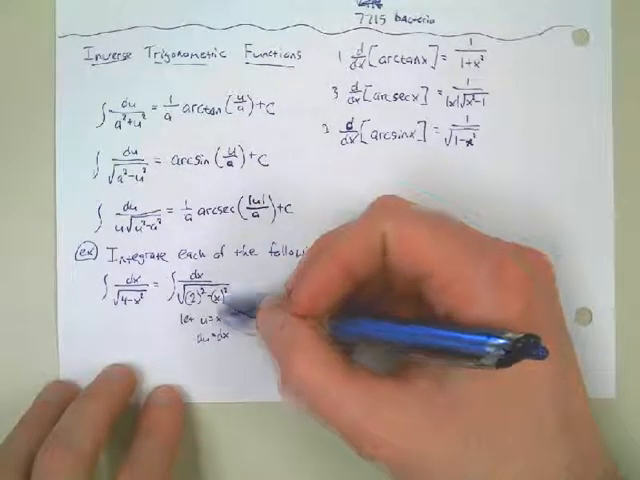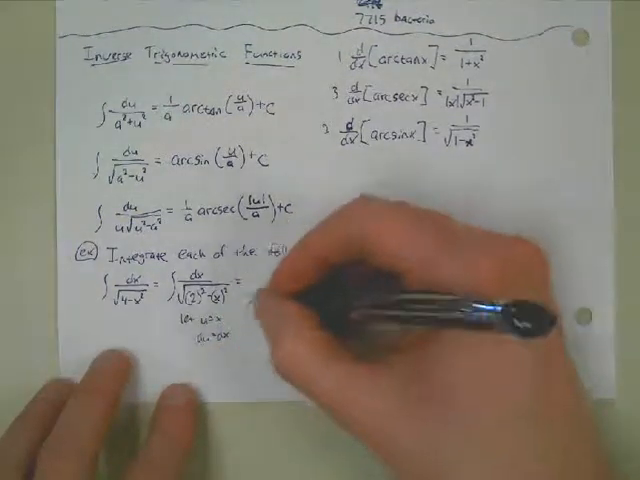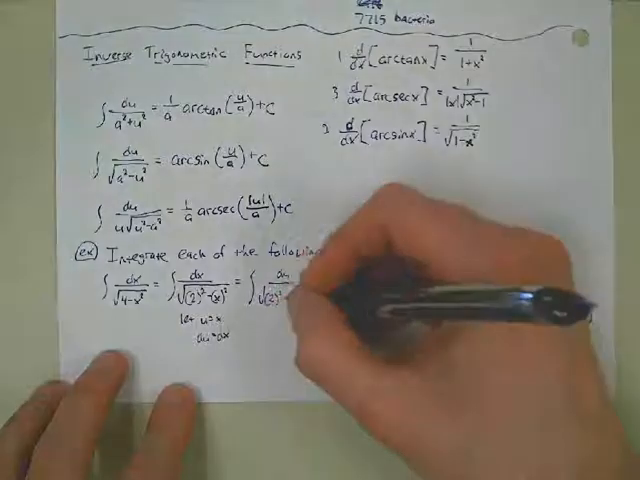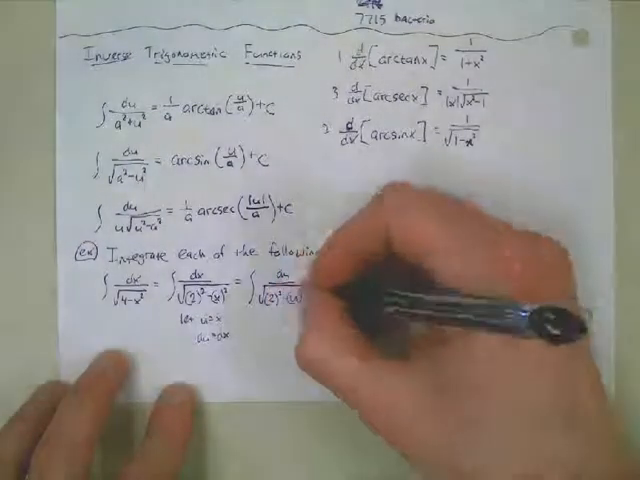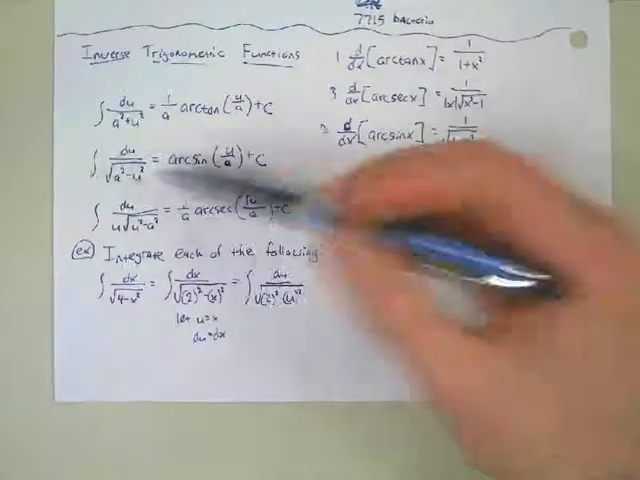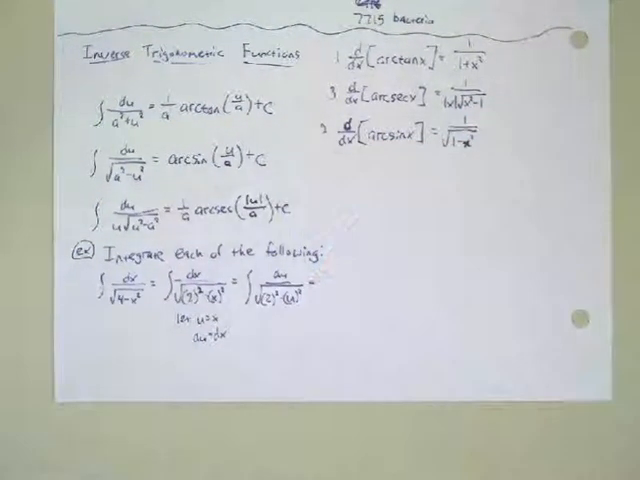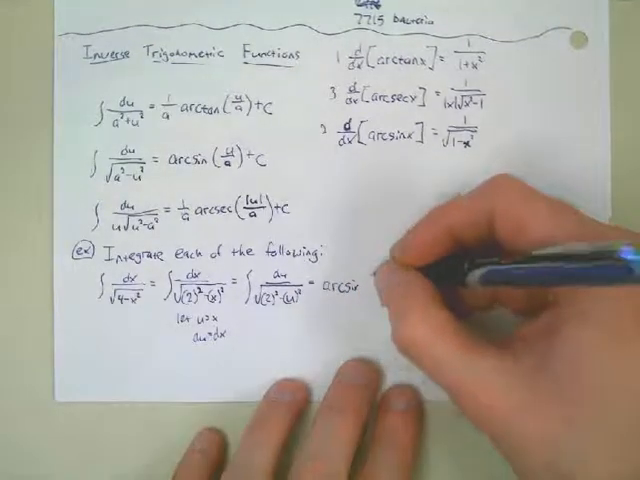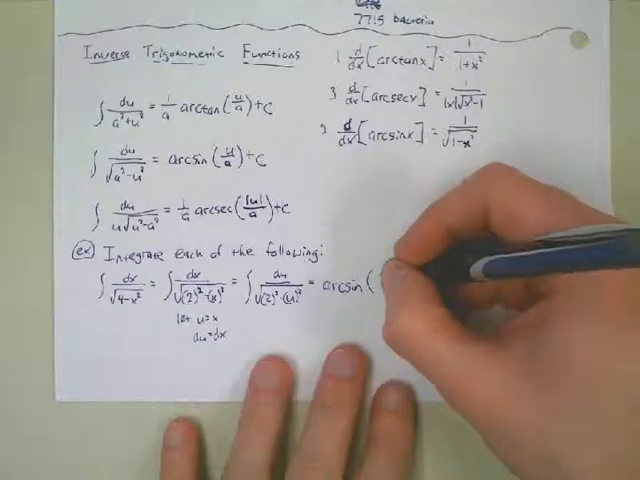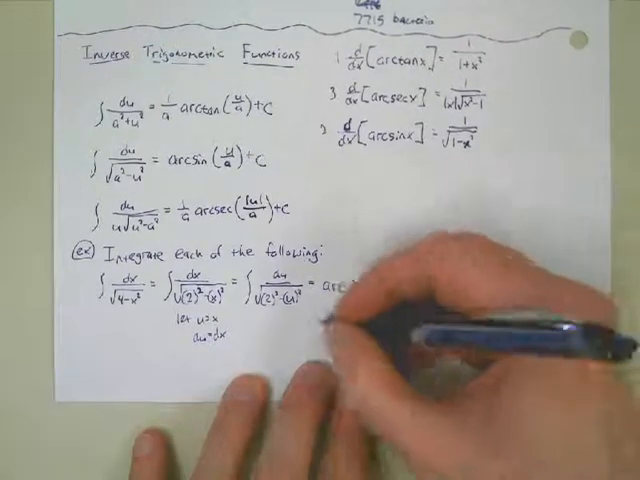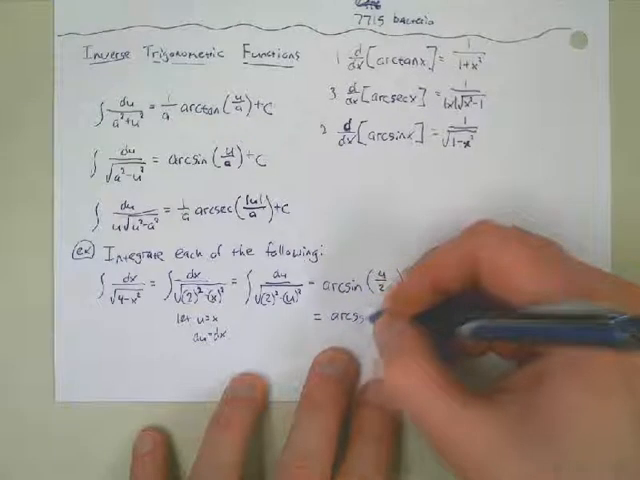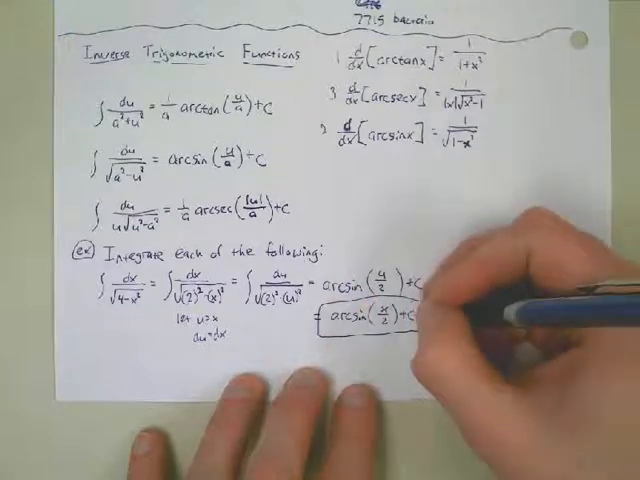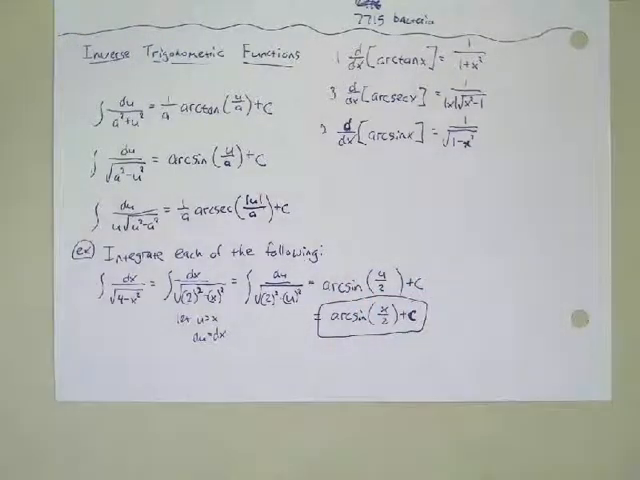So this becomes the integral of du over the square root of 2 squared minus u squared, which is exactly what we matched up there. And now we can integrate that. It's going to be the arcsine of what over what? u over 2, and then we'll plug it back in. Plus c. So it's arcsine of x over 2 plus c, and there's our final answer right there. Okay, so that's the idea.